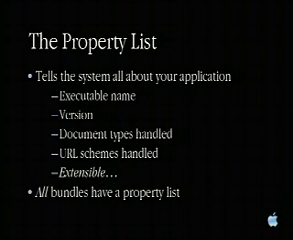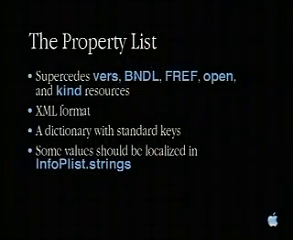Again, the property list is something that all bundles have. In fact, the Core Foundation Bundle API is what you use to manipulate bundles, and all of the keys that I'm going to go over soon start with CF bundle, because this is all defined by Core Foundation. In general, the property list has a lot of parallels with the single file application model: your vers resource, BNDLs, FREF, open resources, and kind resources. All this information is now in the property list, as well as additional things that we're adding over time.